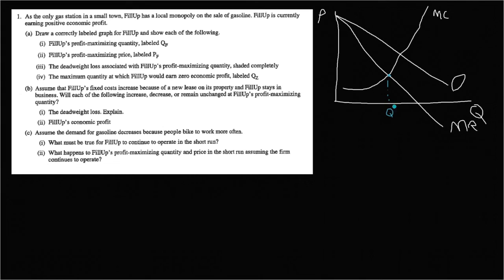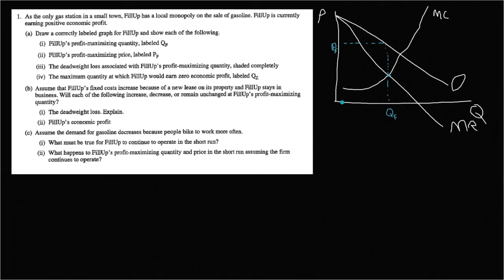Q, and do not go over here. You have to go up to the demand curve because the monopolist will want to charge as much as they physically can. So they're actually going to say this. So QF. So this is PF. Alright, so now this is AI and II.